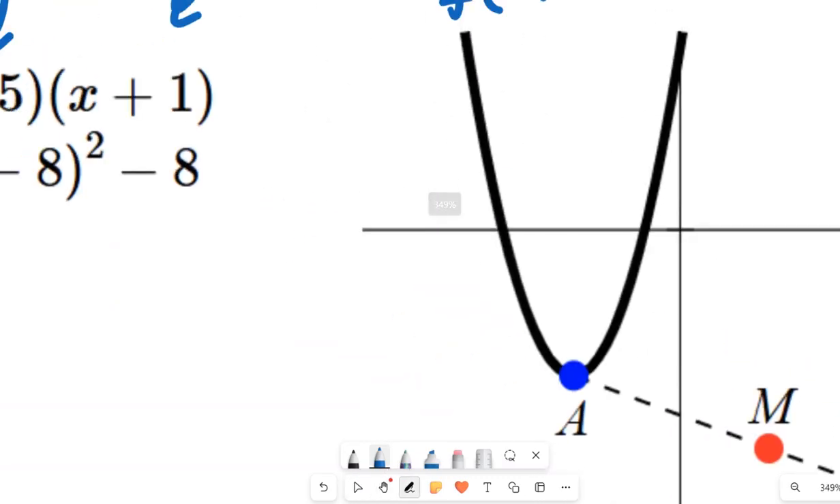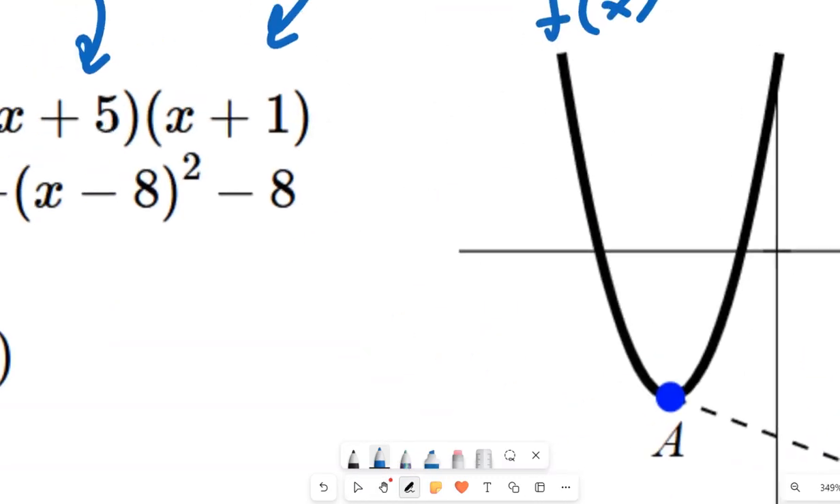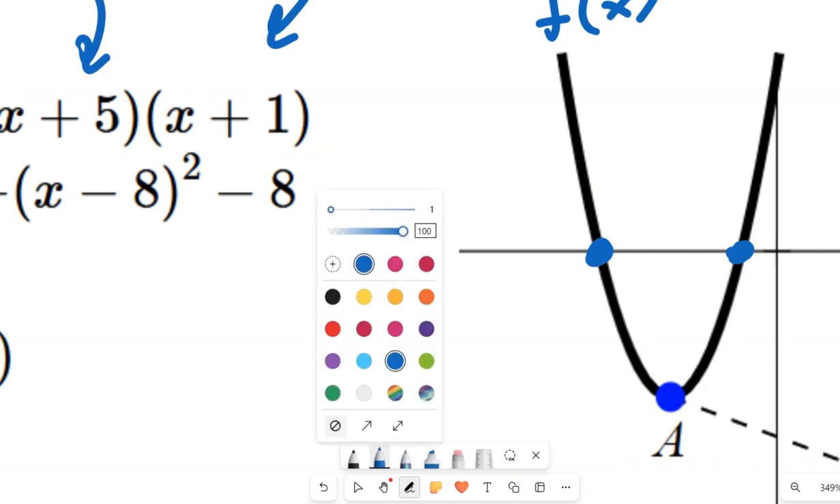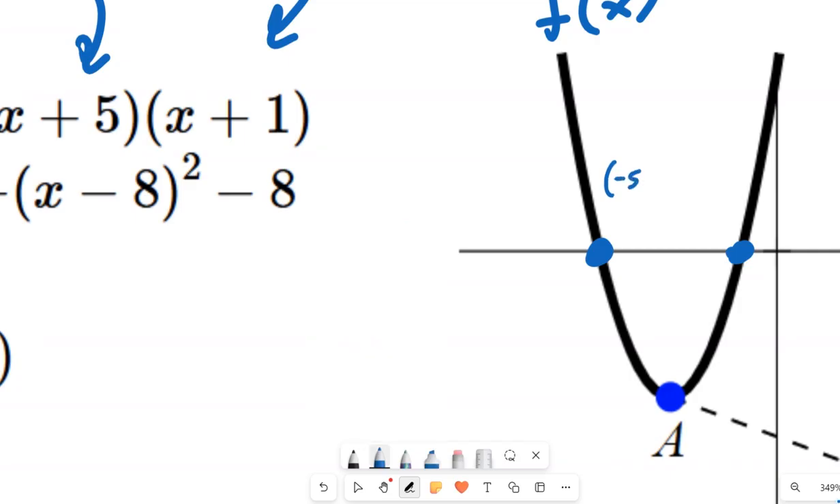My factored form was x plus 5, x minus 1. So what that means is these dots right here, these x-intercepts, are represented by, and I'm going to need to make my pen a little skinnier here, this is going to be negative 5, comma 0 on that one. And this one over here is going to be negative 1, comma 0. Okay, so those are my x-intercepts represented by the factors.